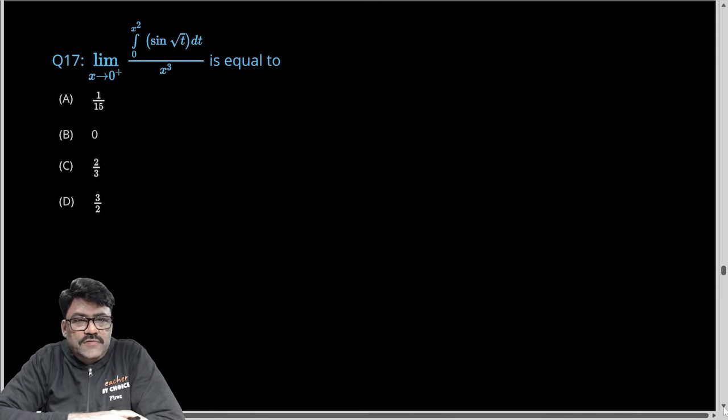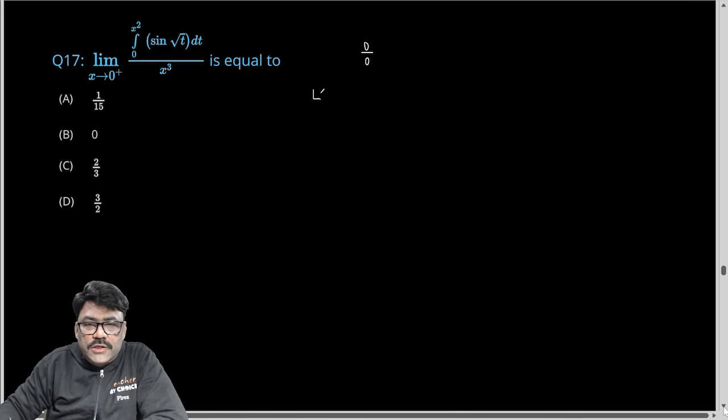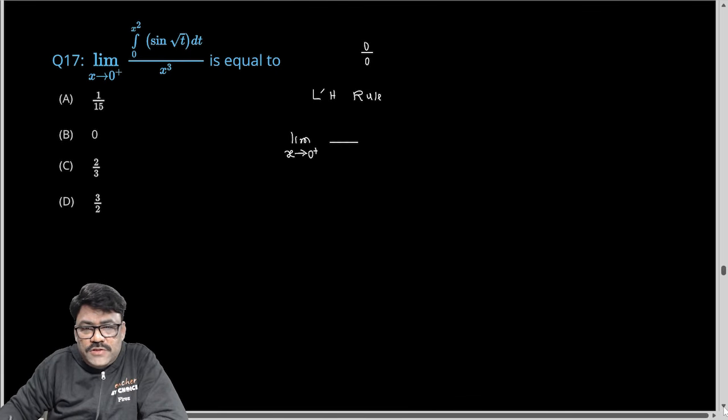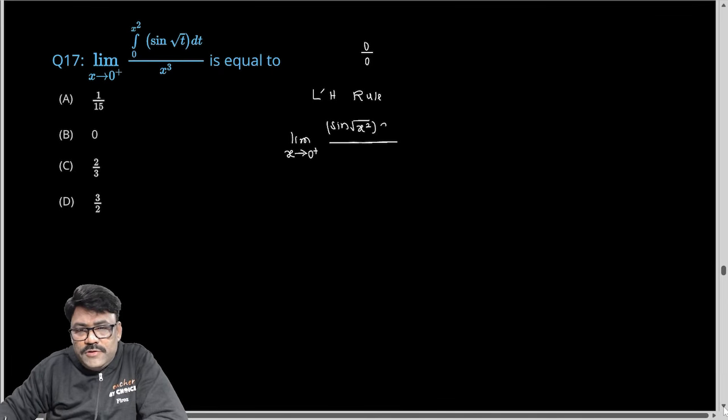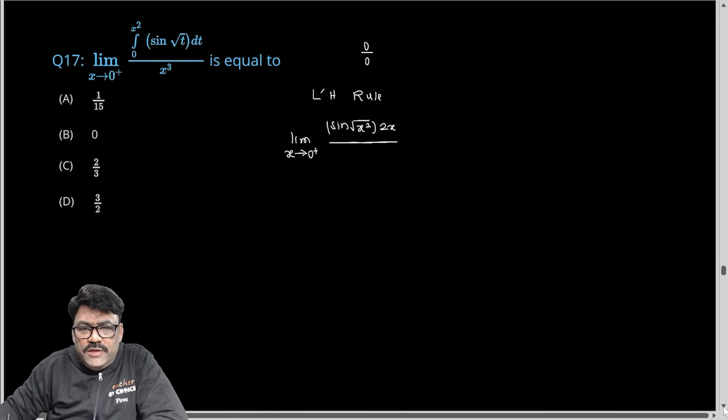Okay, see this question. This is from limits. And you can see that given x approaches to 0, numerator and denominator both are approaching to 0. So I can use L'Hopital rule here. In L'Hopital rule, what do we do? We just differentiate numerator and denominator. If I differentiate the numerator first using Leibniz formula, I will get sine of under root x square, and then the derivative of the upper limit, which is 2x. And the lower limit is 0, so minus 0. And the derivative of the denominator is 3x square.